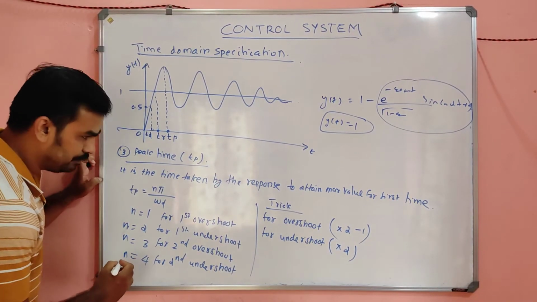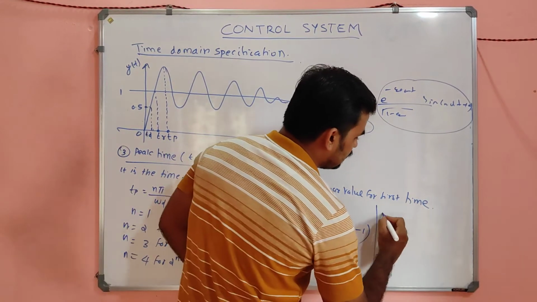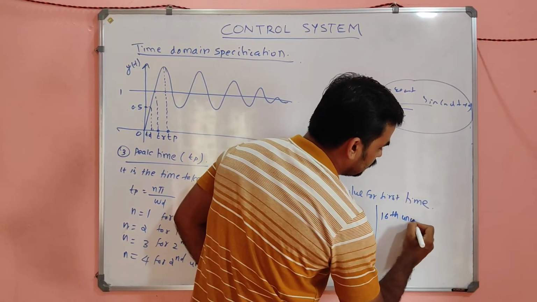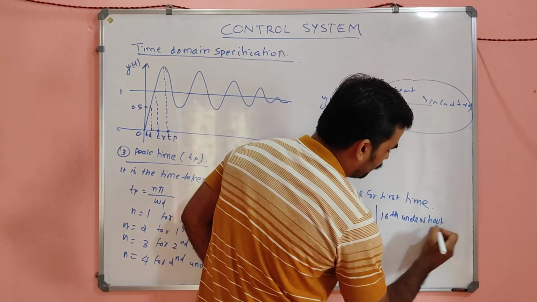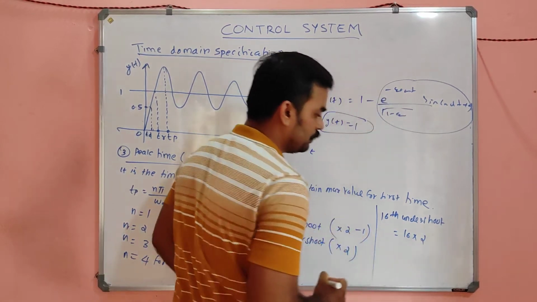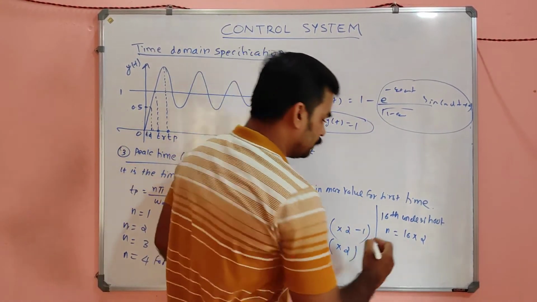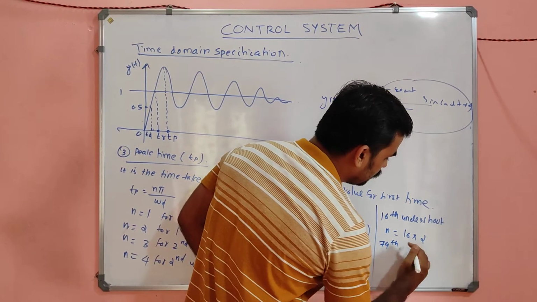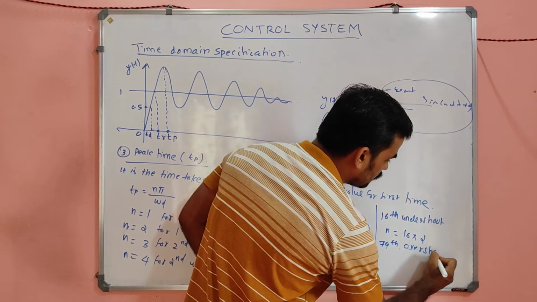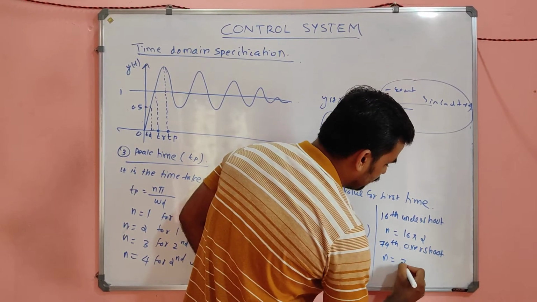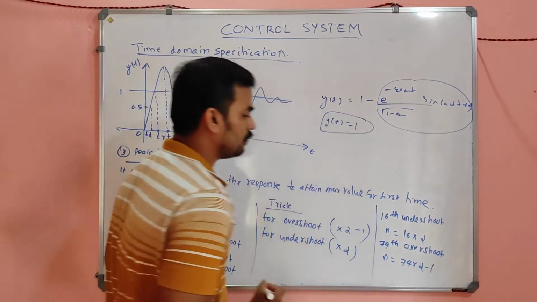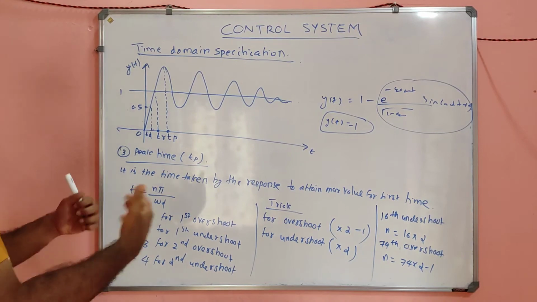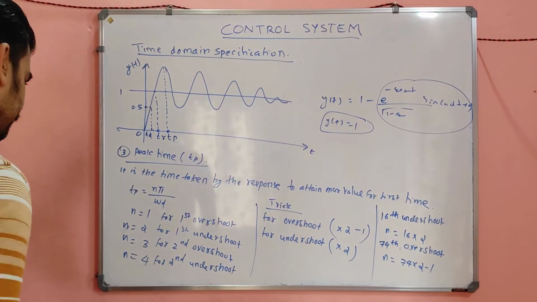Someone asks you about the 16th undershoot, how will you say? n is equal to 16 into 2. And for the 74th overshoot, n will be equal to what? 74 into 2 minus 1. That's all. That is how you can take the value of n for overshoot and undershoot, my dear.